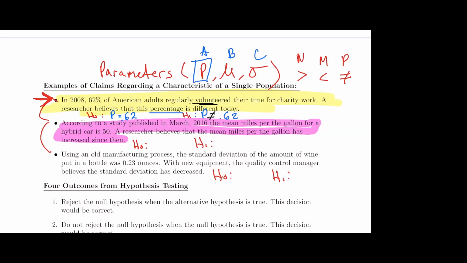Cool, yeah. All right, good. So it should be mu. So we put mu right here. And if you look at it, it says the mean. Since it says the mean, that's why I know it's mu. All right, good. So what do they believe the mean mile per gallon for a hybrid car is? Yeah, 50. So we put 50 right here. Just know for the null hypothesis, you always put equal.